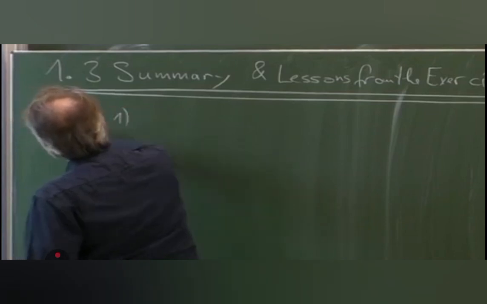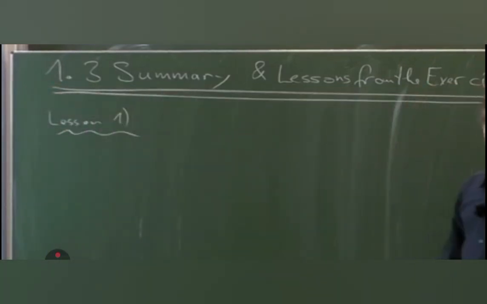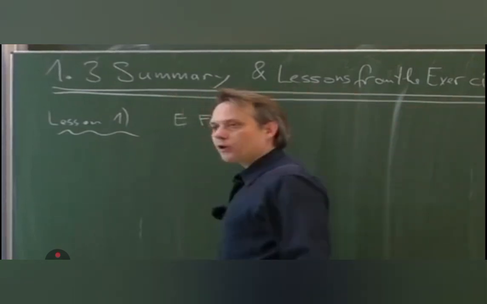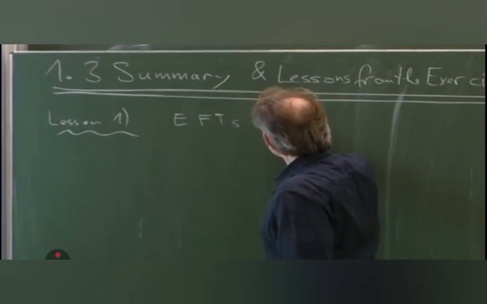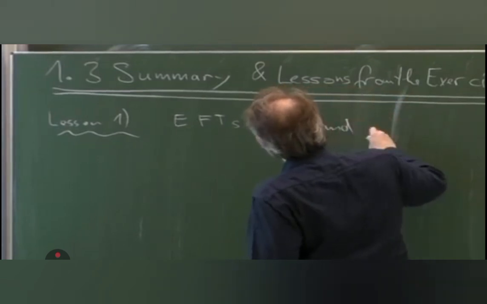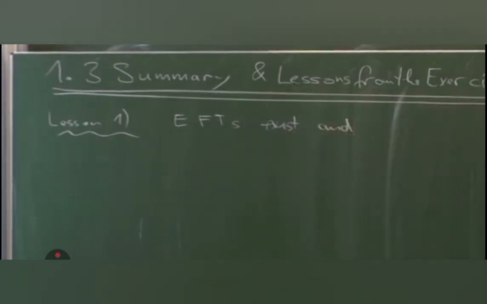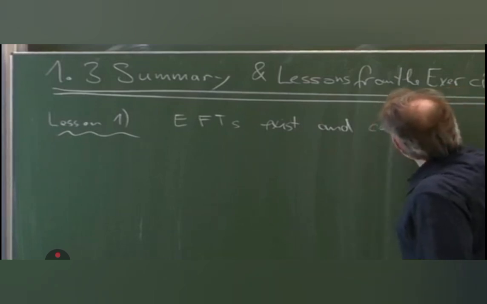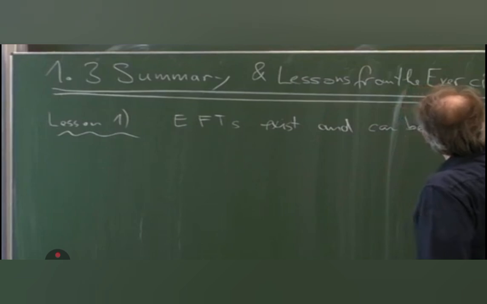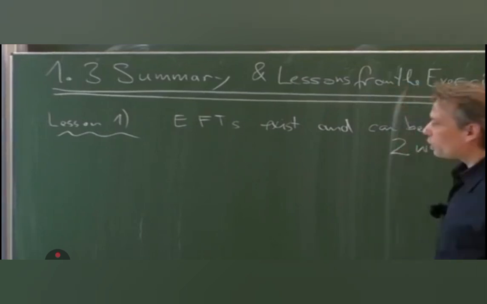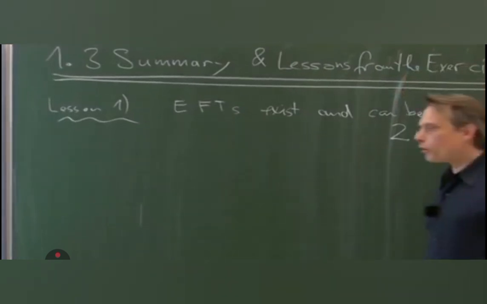Lesson 1. On the actual existence of effective field theories and how they can be constructed. So, first of all, we have seen in our examples that effective field theories exist. This is the first non-trivial statement, obviously, and we know they exist because we have explicitly constructed them, and we have constructed them in 2 different ways. What are the 2 ways we have used to construct effective field theories?